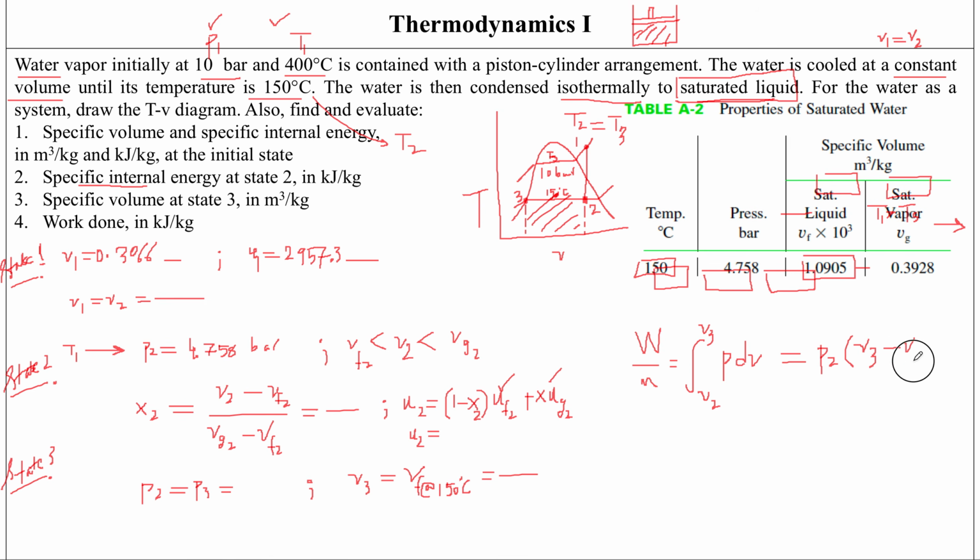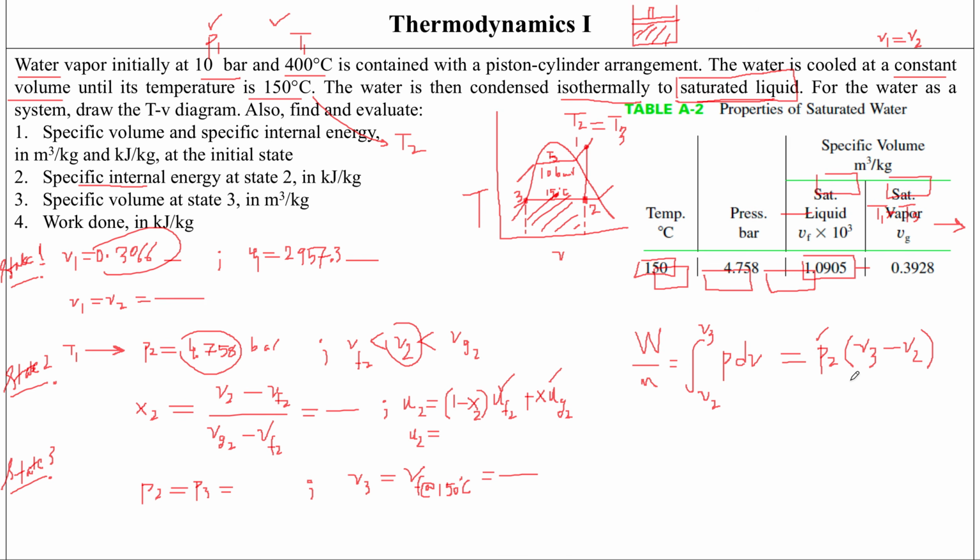minus V2, right? So now I know what the value for this is, which is P2 is 4.758 bars. I plug that in here. V3 minus V2 is going to be, V3 is 1.0905 into 10 to the power minus 3, and V2 is 0.3066. Okay, this is something we saw as well. Did I write it down? Yeah, I did. It's here. So V2 is equal to V1. So I know all these values.